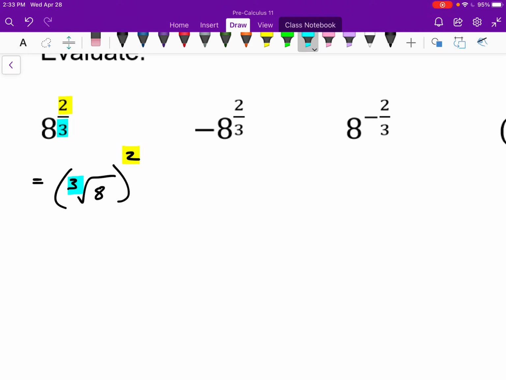Do the color coding, there we go. So the cube root of 8, what times itself 3 times equals 8? That's 2. 2 to the power of 2 is 4. All right, so with that said, I now know that 8 to the 2/3 equals 4.